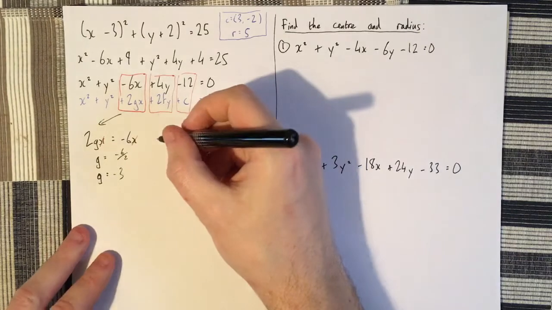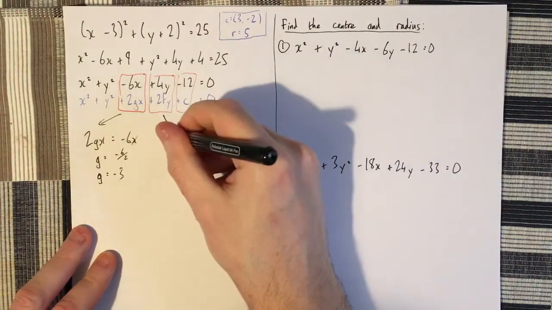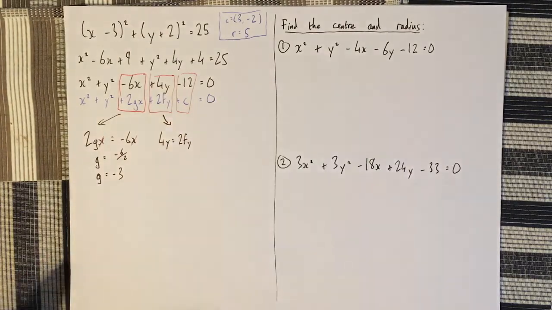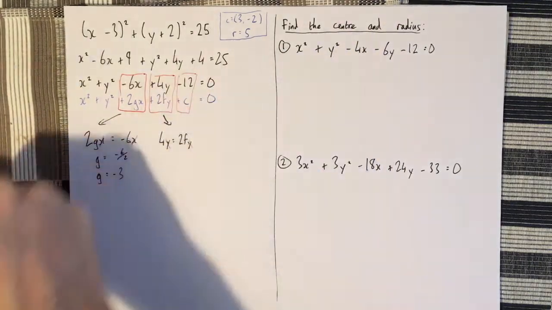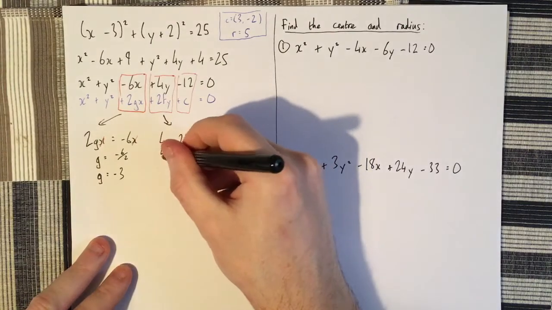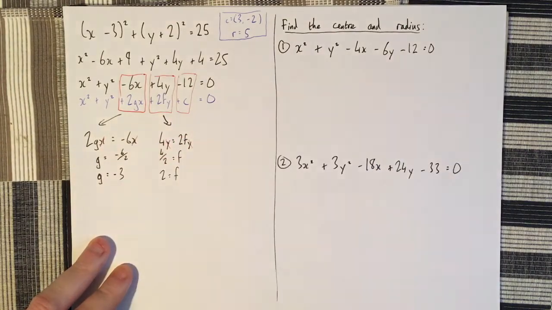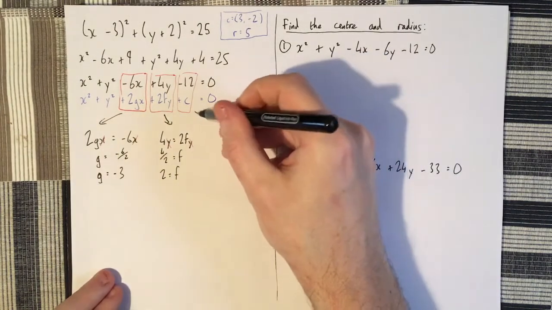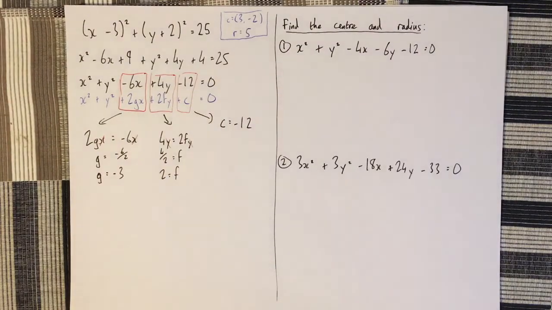All right. For here then, 4y is equal to 2fy. So y on both sides cancel. So you've got 4 is equal to 2f. So 4 divided by 2 is equal to f. So 2 is equal to f. So I've worked out g, I've worked out f now, and then c is straightforward enough. C is just equal to minus 12.